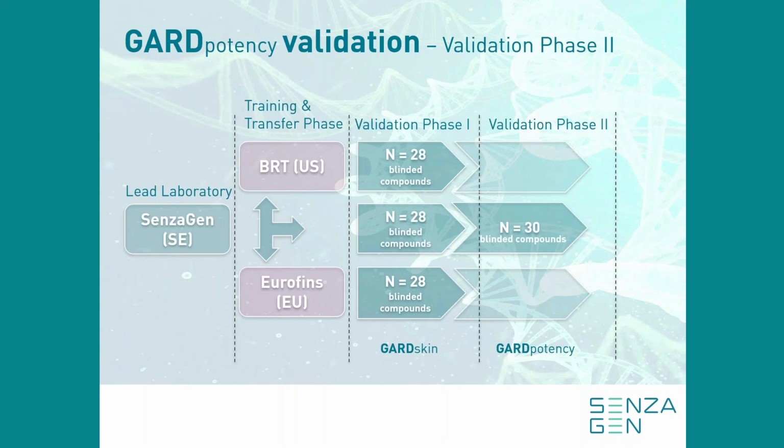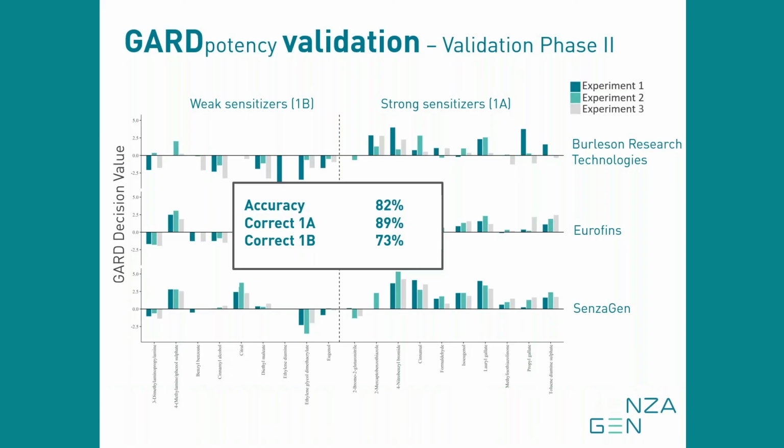And that is performed in a second phase of our validation study. This phase basically includes the further subclassification of an additional 30 blinded compounds. And this basically shows the data. Just to remind you that we only subclassify those chemicals that have first been classified as sensitizers in GARD skin. And this is the data that has been submitted to regulatory authorities now as well.